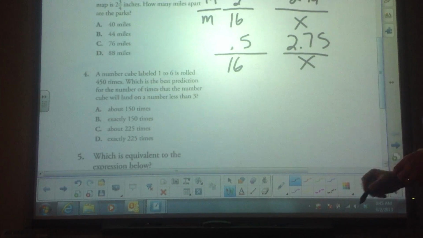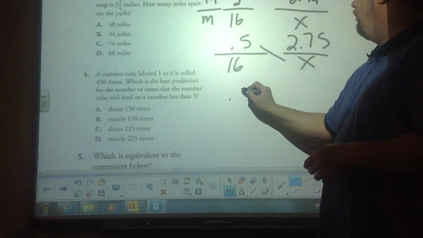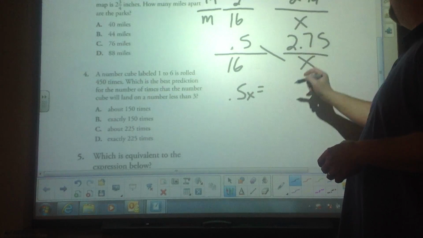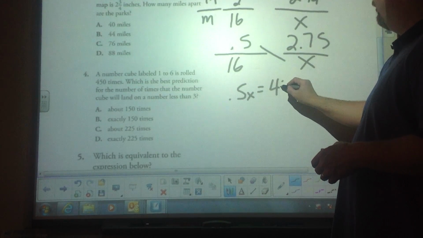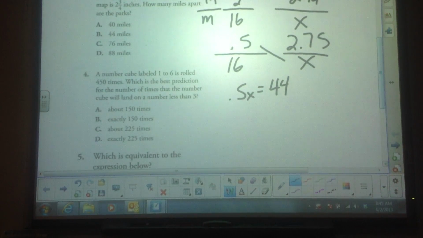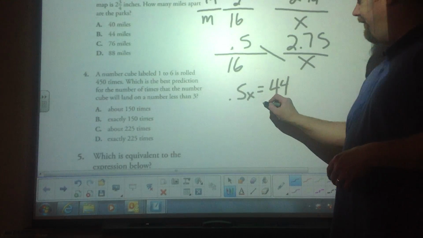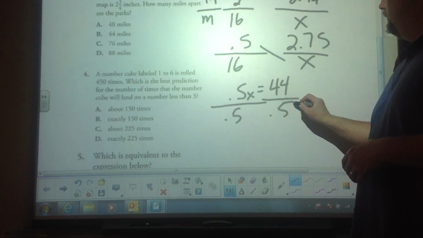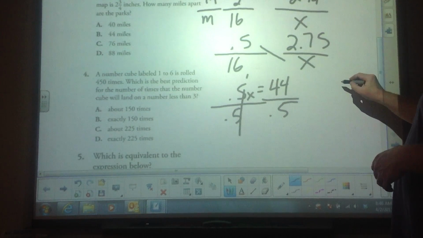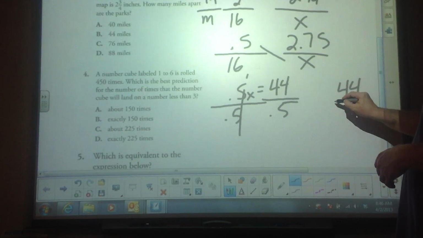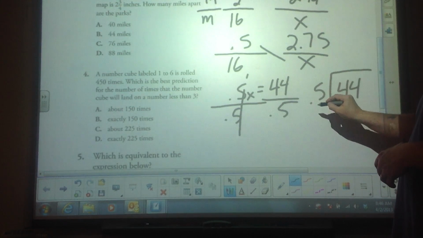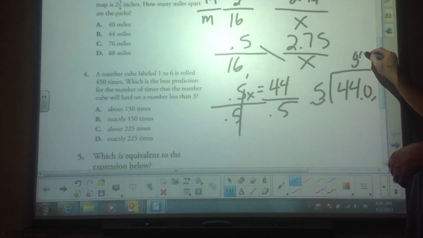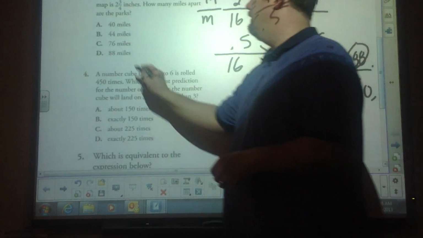I'm going to go ahead and do it the old-fashioned way and say we're going to cross multiply and have 0.5 x equals 16 times 2.75, and just take my word for it, that is 44. Now I'm going to divide both sides, not by 5, but by 0.5. I saw a lot of people making this mistake, so you've got to be careful. This is going to cancel out, and you're going to have 44 divided by 0.5. You would move your decimal over here, and this is 88, which is D.